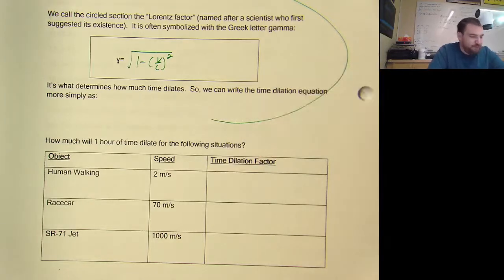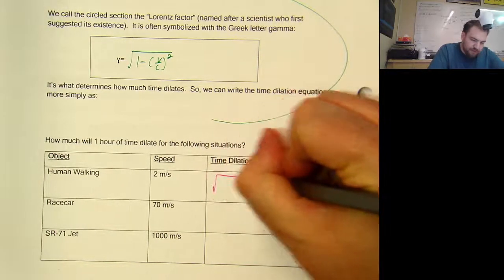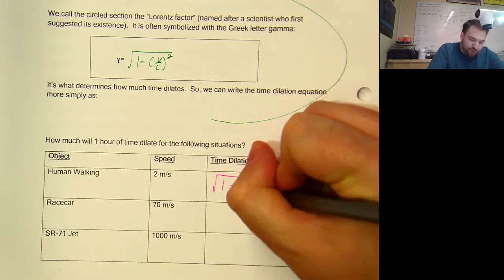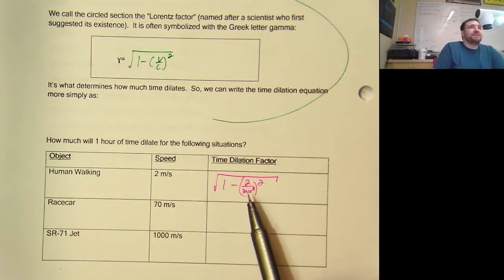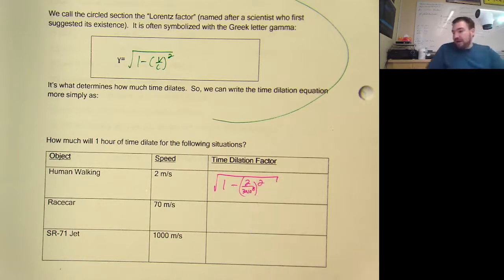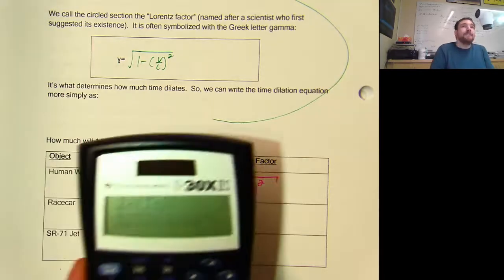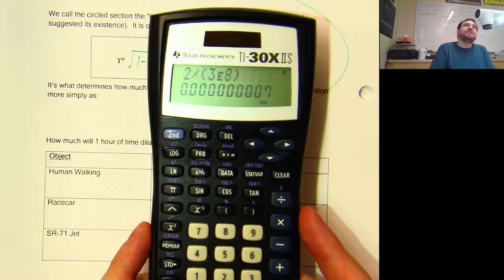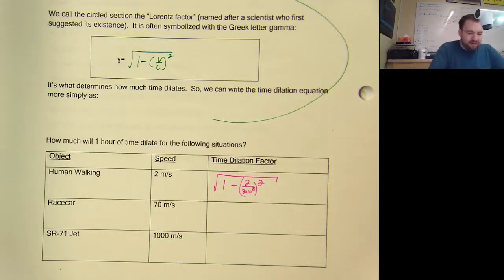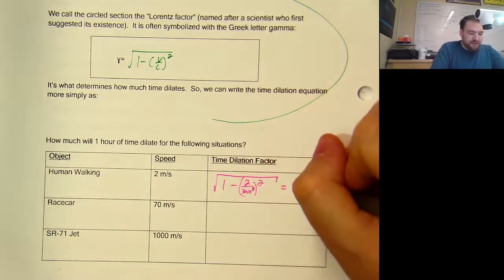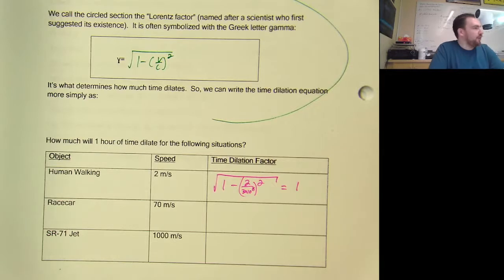So the time dilation factor, if we look at what's going to happen here, is the square root of 1 minus 2 over 3 times 10 to the 8, squared. This 2 over 3 times 10 to the 8 is basically going to be what? 0. Effectively, it's going to be 0. If you need proof, I can jam that through my calculator: 2 divided by 3e8 gives 0.00000007. Very small. It's effectively 1, because 1 minus 0, and the square root of that is just 1. So how does time dilate while you're walking?